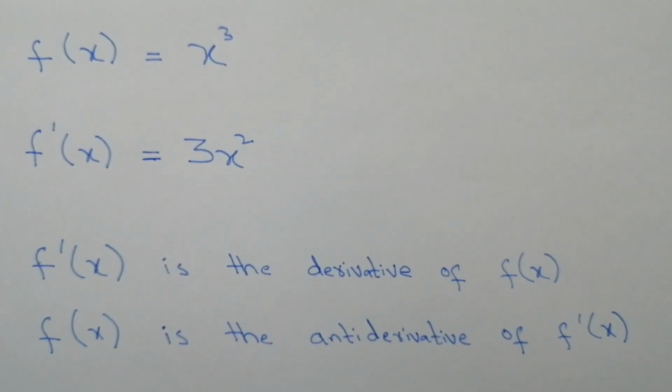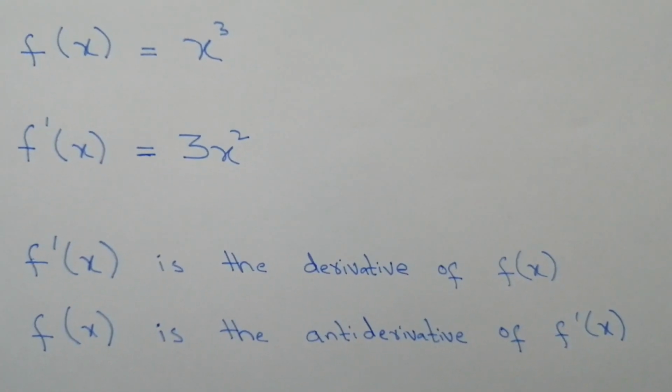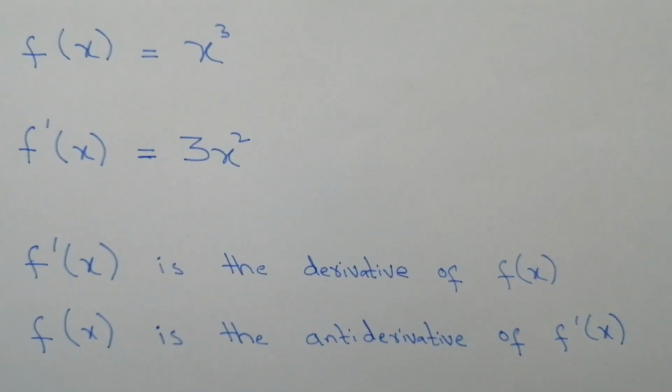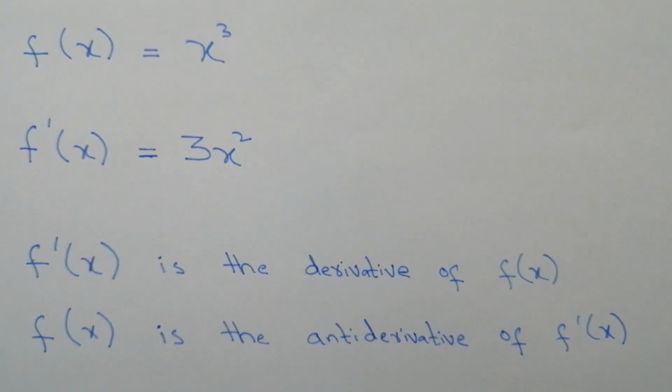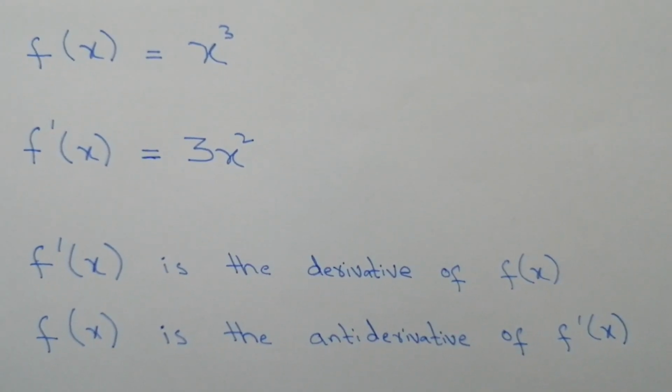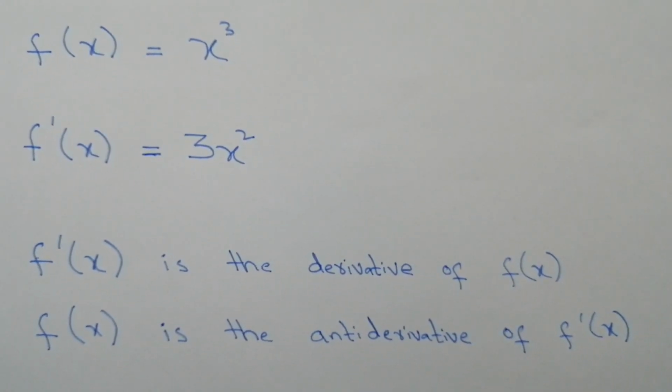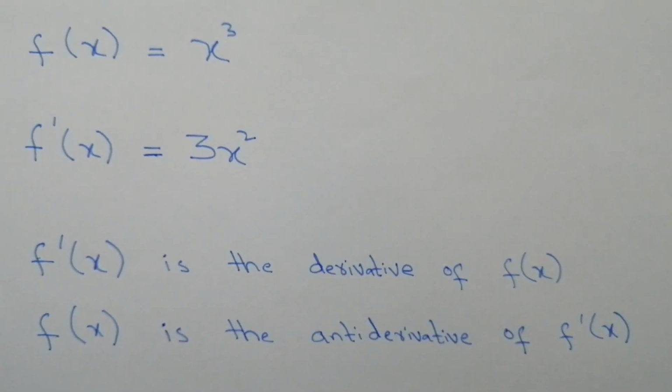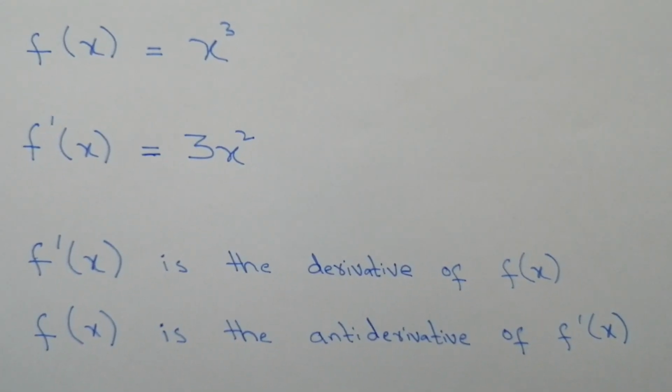Today we will learn about antiderivatives. Now let's suppose we have the function f of x that is equal to x cubed. So the derivative of f of x will be f dash of x, that will be equal to 3x squared.